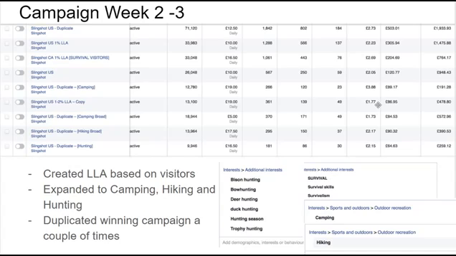You know, I'm still running these campaigns to this day. These ones are off, but I'm going to show you the ones that I am running in a second here. But yeah, once you have a niche, you can expand into related niches. So camping, hiking, and hunting are pretty related to survival, and that's why we moved into it.